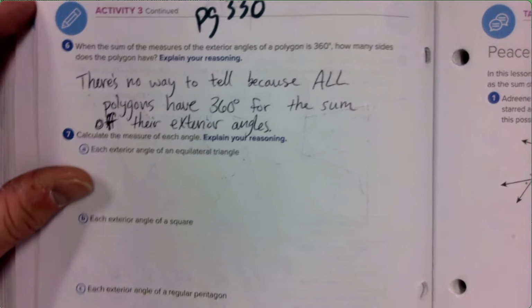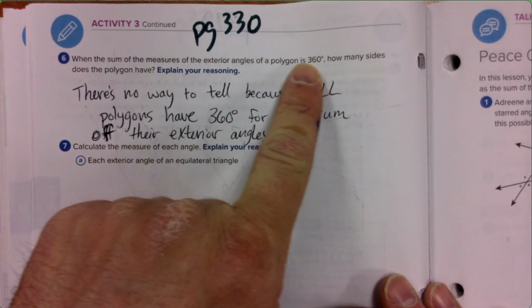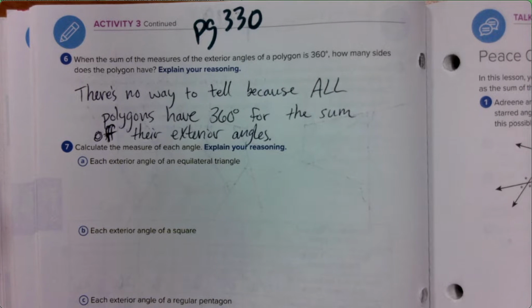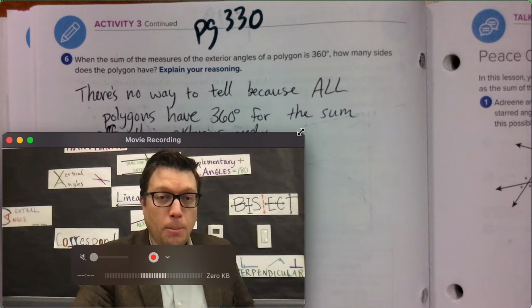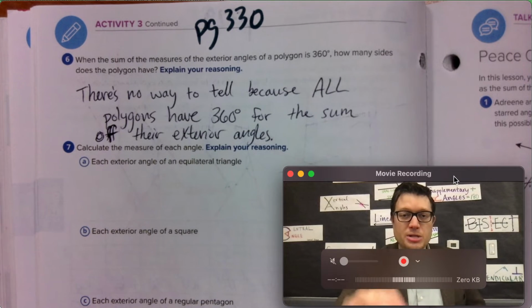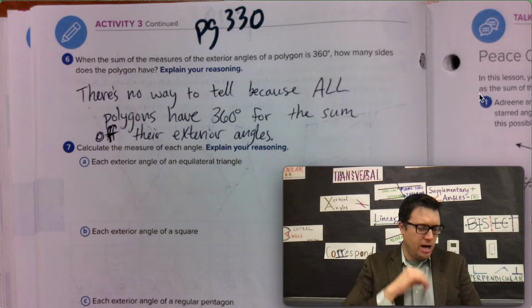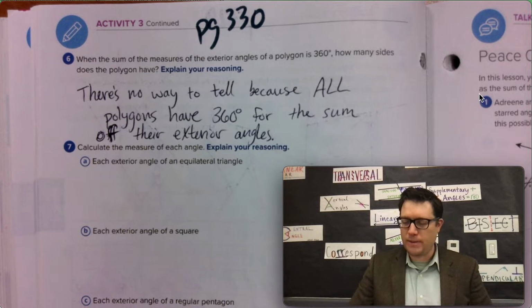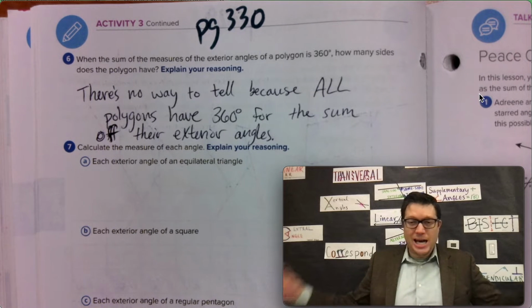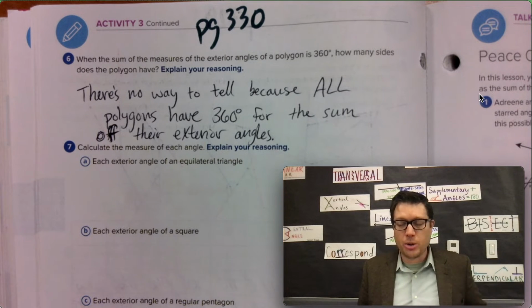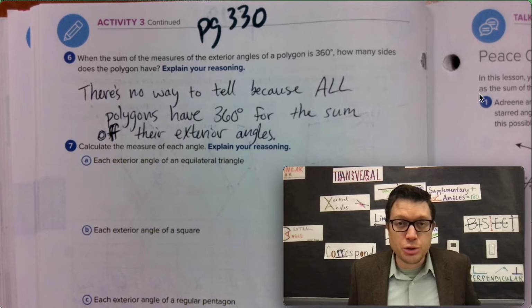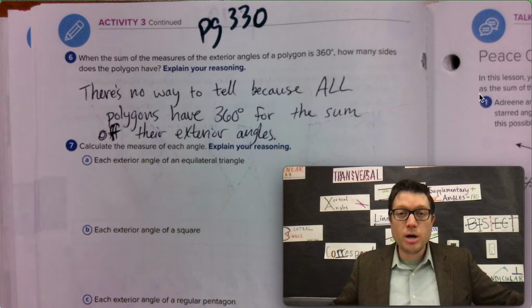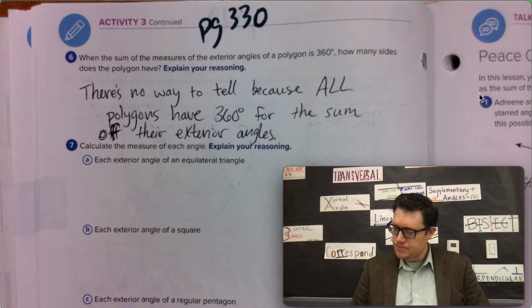Let's jump into the notes for today. When the sum of the measures of the exterior angles of a polygon is 360, how many sides does the polygon have? Honestly, there is no way to tell, because all polygons have 360 degrees for the sum of their exterior angles. Whether you have a triangle or a square or a pentagon, when you add up all of those exterior angles, they all add up to 360. So if you tell someone else, look, you should know what polygon I have because the exterior angles sum to 360, you are not letting that person have enough information to solve it, because you told them a fact that is true for all polygons.